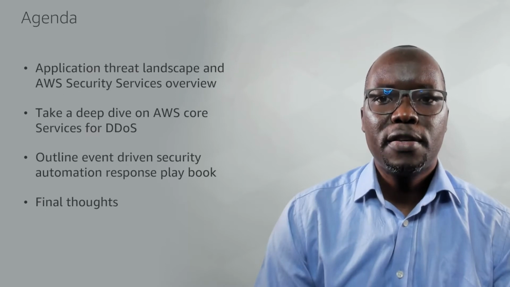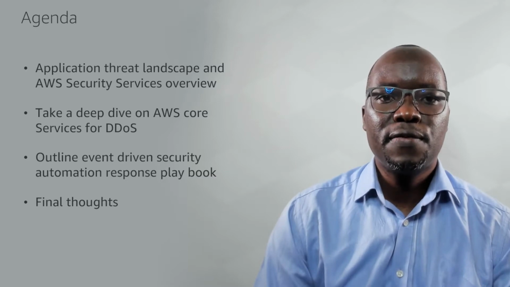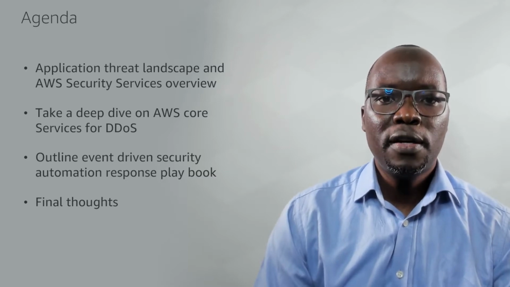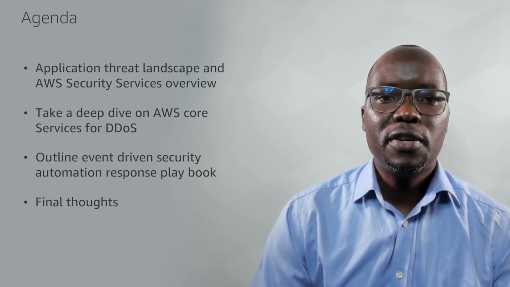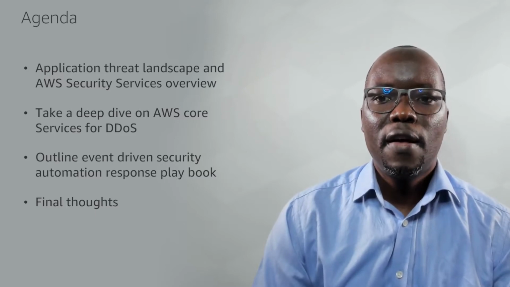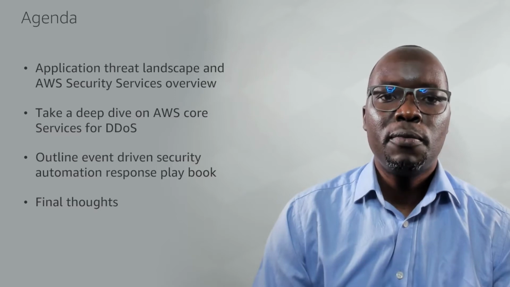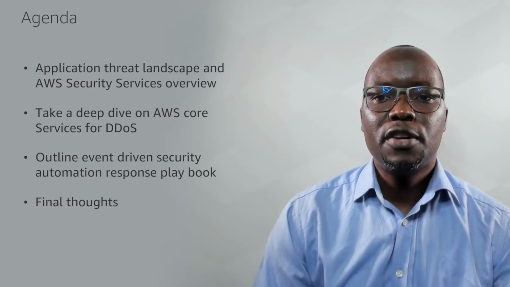In this session, we are going to share with you prescriptive guidance on how to protect your AWS application against threats. We will also share with you how to architect your applications efficiently by taking advantage of our DDoS services for threat mitigation. We will go further to provide a playbook on how to automate application defense using AWS services. And lastly, we will share with you our final thoughts and reference materials that you can use as you continue to build on AWS. I would like to mention that this is a level 300 presentation, and I assume that you already have a working knowledge of AWS services.